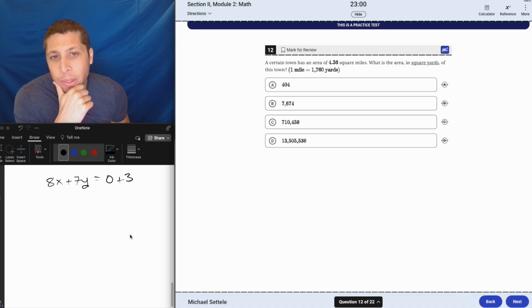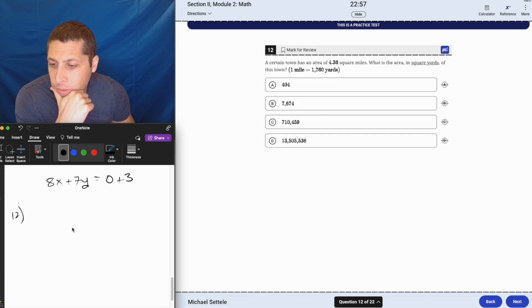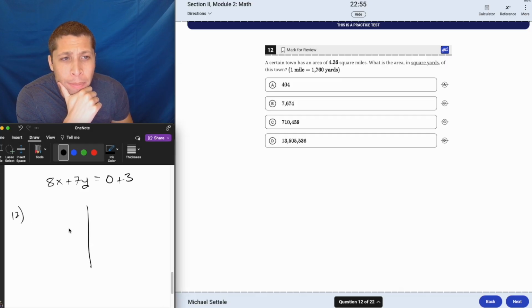What is the area in square yards? Okay, anytime you get unit conversion, use my method. Okay.